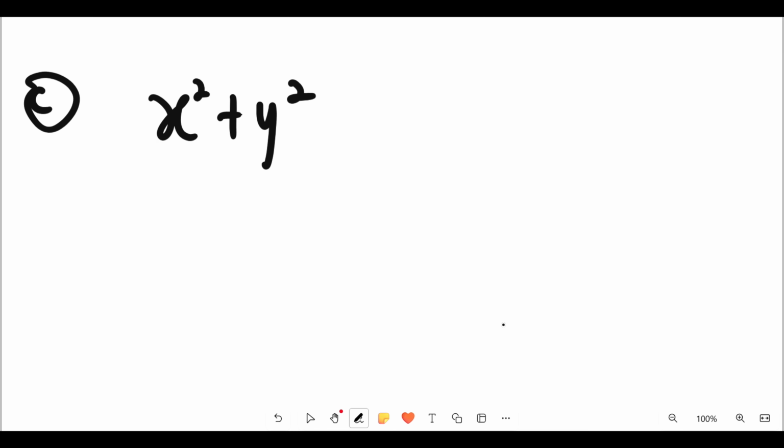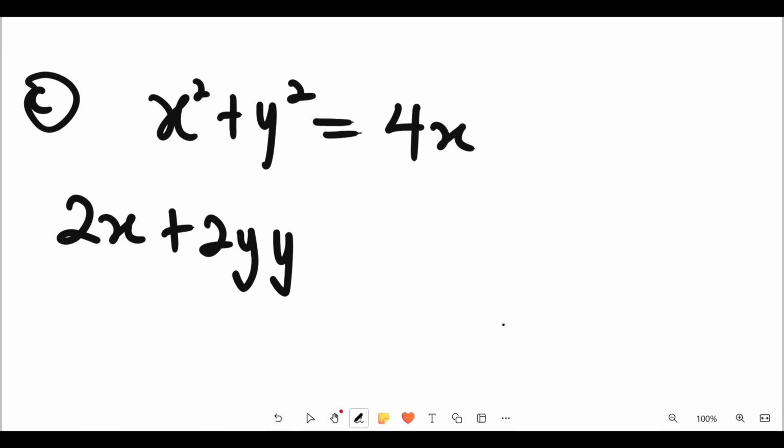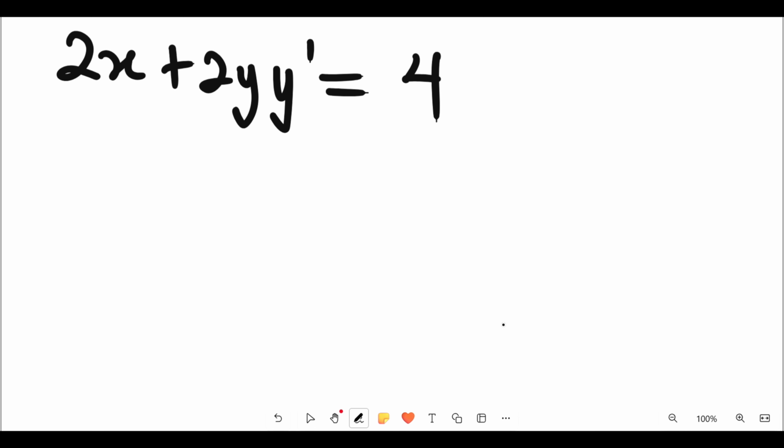Let us take another example. Let's take this one to be our example c. If you have x squared plus y squared equal to, let's say, 4x, how do we find dy dx? You differentiate each of the terms in the given implicit function. When you differentiate this one, you get 2x. Differentiate this one, you get plus 2y, and the answer will be multiplied by dy dx, which is the same as y prime. Then equal to, differentiate this one, we get 4.